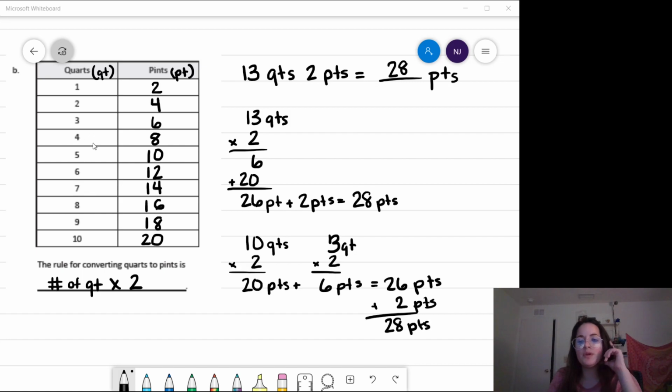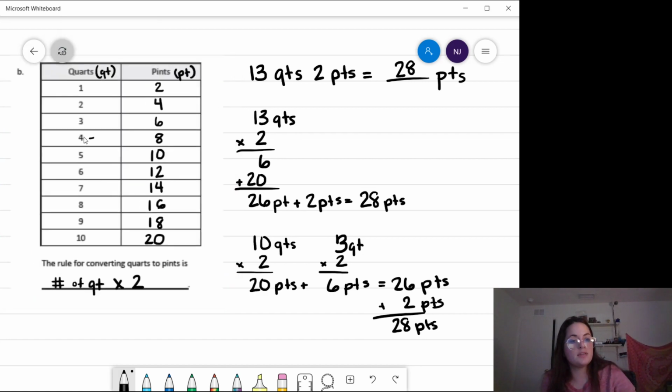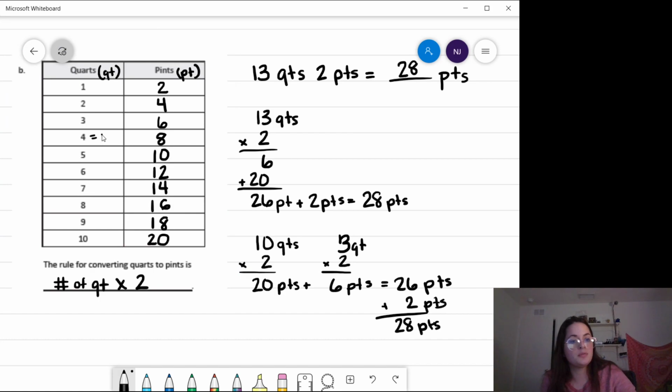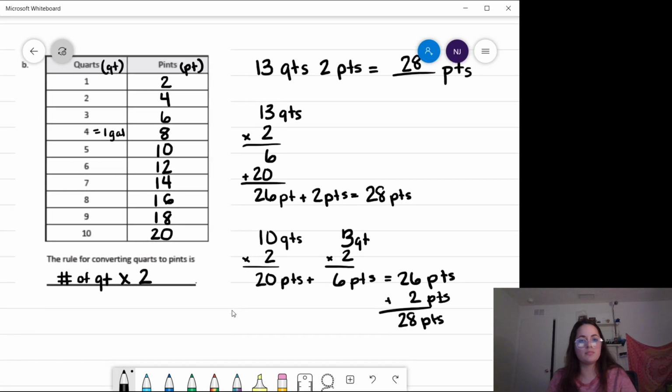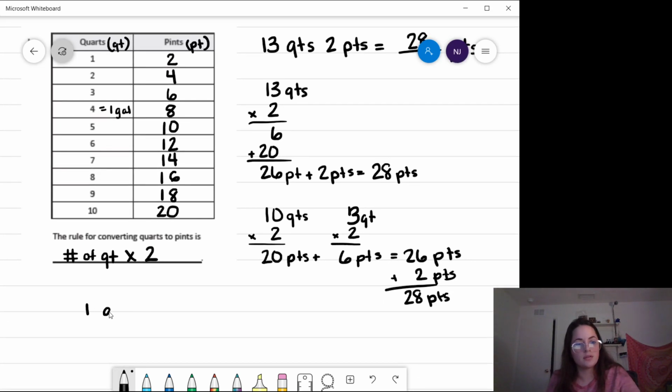So based on what we know about quarts and gallons, what do we think when we see these 4 quarts here? Think about the relationship between quarts and gallons. I would want us to think that 4 quarts is equal to 1 gallon. So if 4 quarts is equal to 1 gallon, I'm going to put this down here.